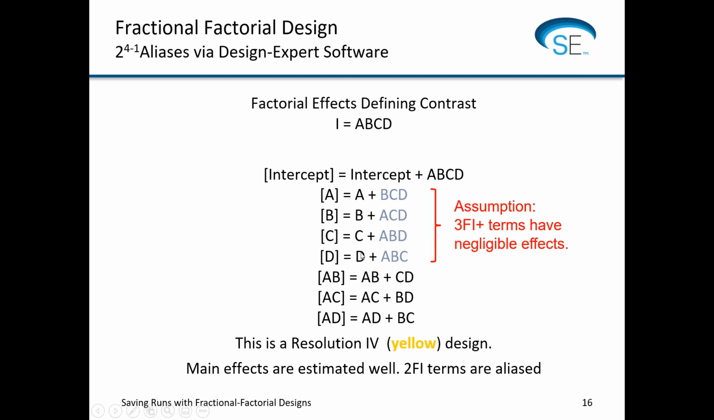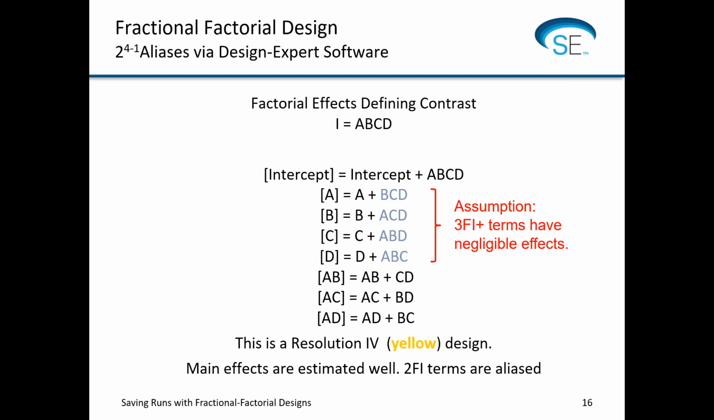So this type of design is resolution 4, because we have 1, 2, 3, 4 letters. So it's a resolution 4. It is color-coded yellow. Now, yellow is a little bit better than red. It's more of a gentle warning, maybe slow down a little bit. But in fractional factorials, what it indicates is that you can get main effects unbiased from two-factor interactions. So that's cool, that's good.